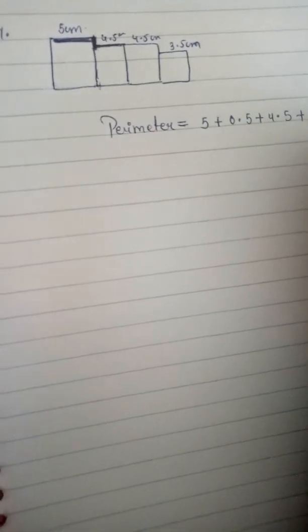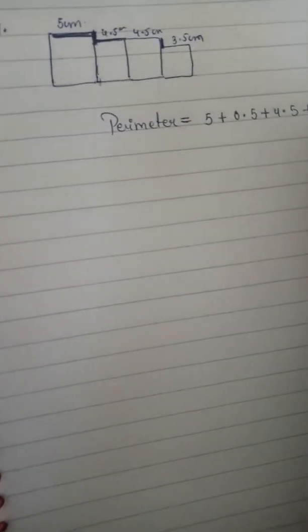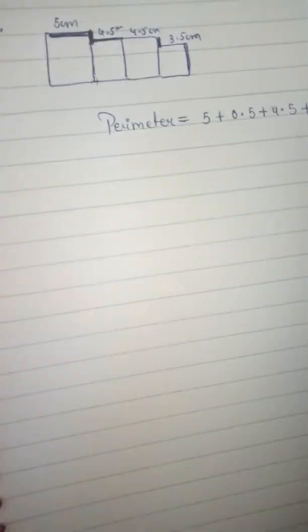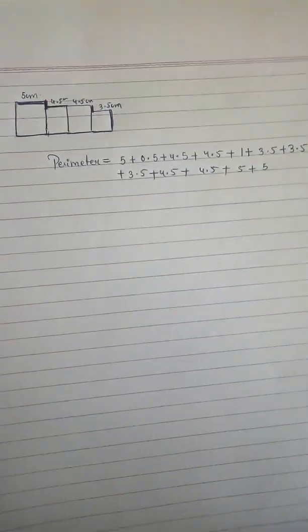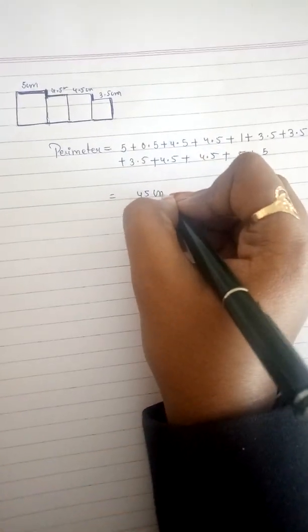Okay, we will add this length, this is 4.5 centimeter, so we will write here 4.5 centimeter plus 4.5 again, plus now this length, so this length is 4.5 minus 3.5, that is 1, then 3.5 plus this length 3.5 plus this length, that is 4.5, then again 4.5, then it is 5, and this length again 5. Now we have to add it and we will get 45 centimeter.